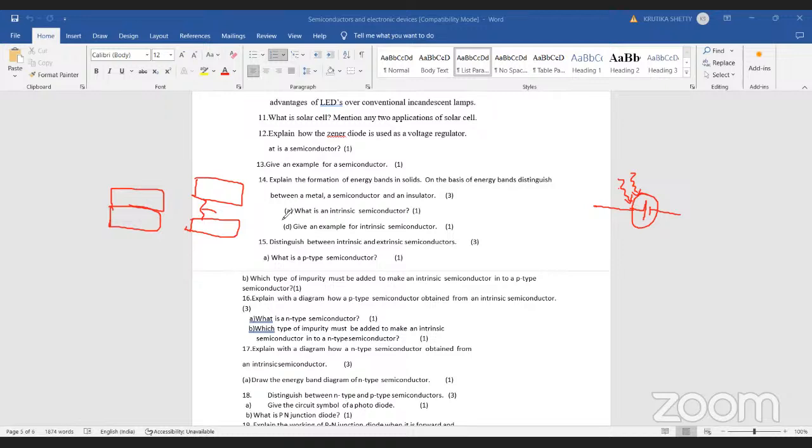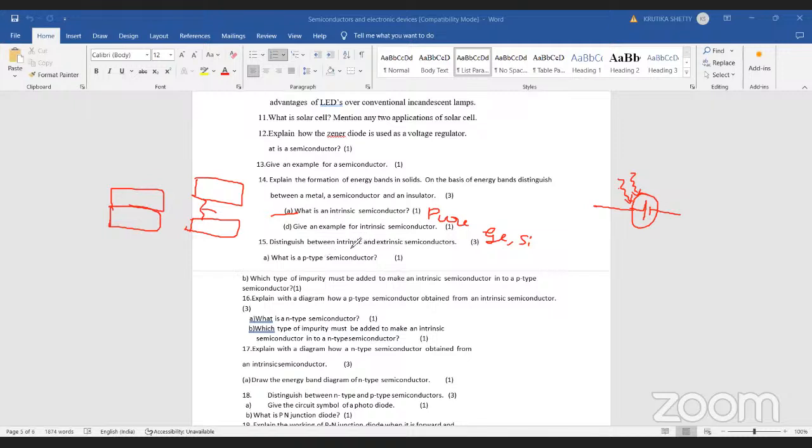Okay, so here one more question is there. Question number 14 ಅಲ್ಲಿ sub question. What is an intrinsic semiconductor? Intrinsic semiconductors ಅಂತ ಅಂದ್ರೆ, these are the pure semiconductors ಅಂತ ಹೇಳ್ಬೋದು. The pure semiconductors are called as what? Intrinsic semiconductor. Give an example for intrinsic semiconductor. That is again germanium and silicon are the example for intrinsic semiconductor.